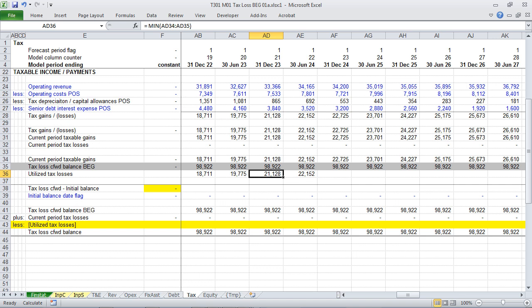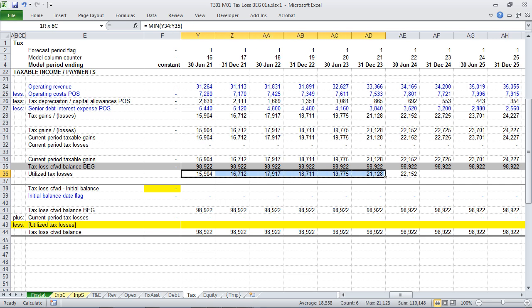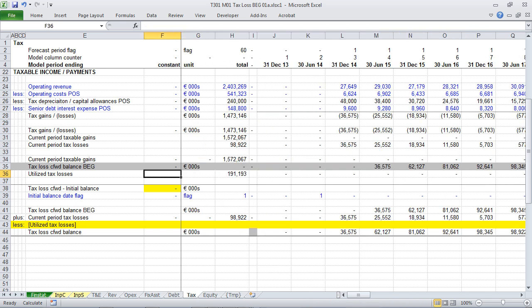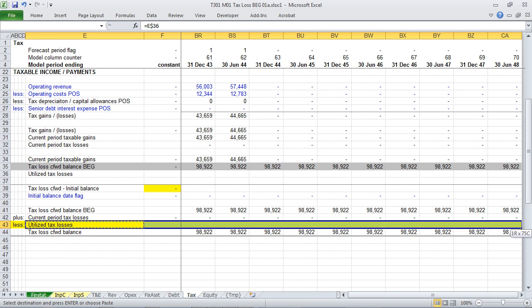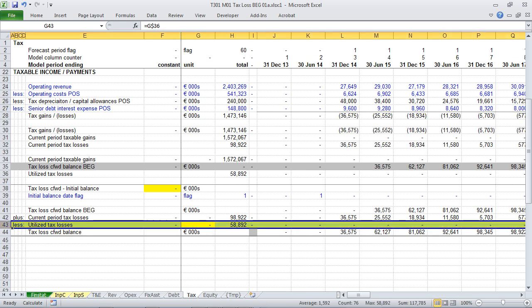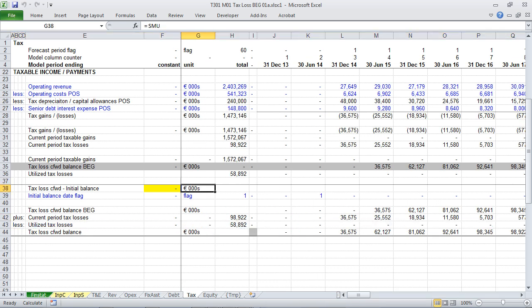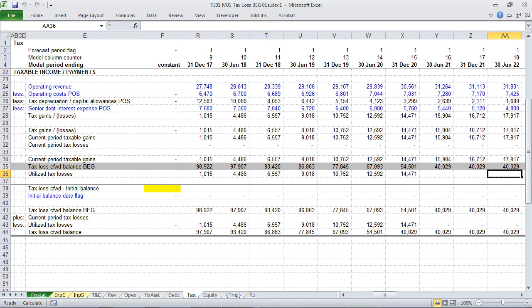So let's go ahead and hook this in. I'm just doing a temporary demonstration here. Let's put the utilized tax losses into the corkscrew, at least as far as I've calculated them. I'm by no means done here, but let's see if we can understand what might be going on.